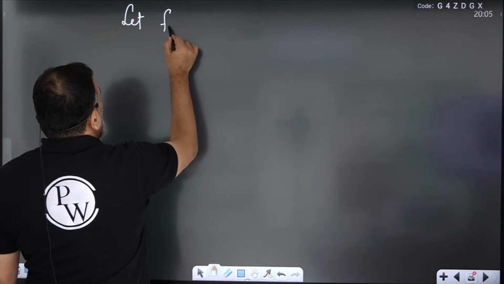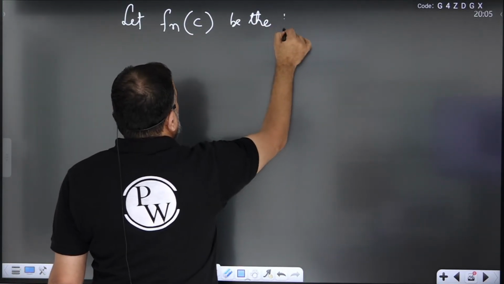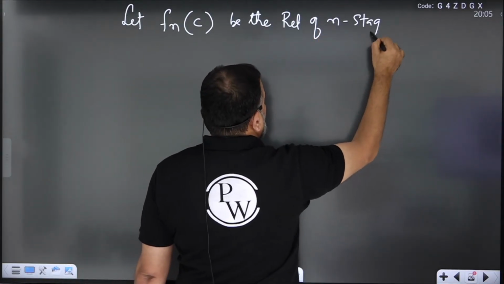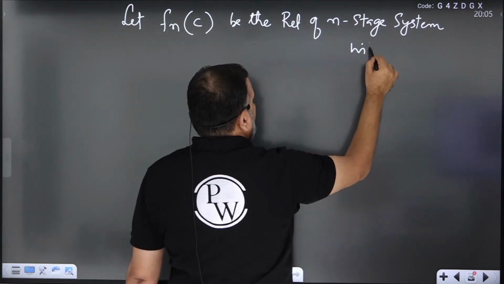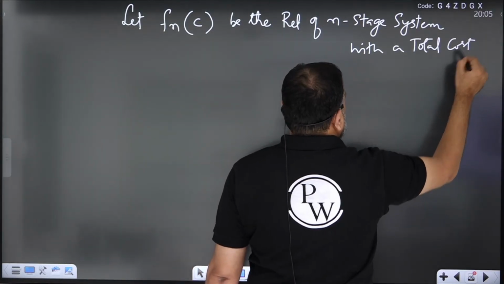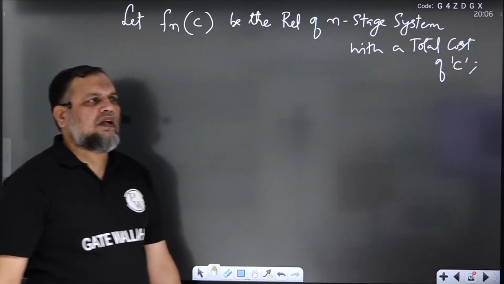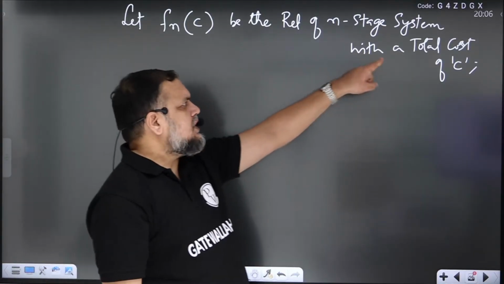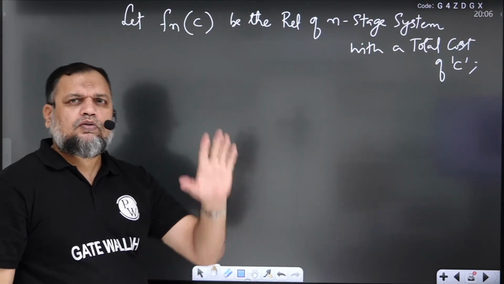Let Fn of C be the reliability of n stage system with a total cost of C. That means जब भी हम प्रोजेक्ट डिजाइन करेंगे तो टोटल कॉस्ट शुड नेवर बी मोर देन सम गिवन कॉस्ट. प्रोजेक्ट कॉस्ट होगा, ये प्रोजेक्ट कॉस्ट है C. टोटल प्रोजेक्ट कॉस्ट इज C. Are you getting my point? Total project cost is C.